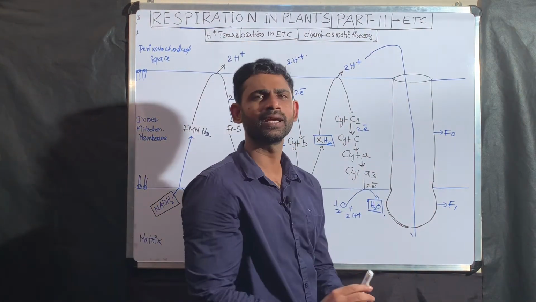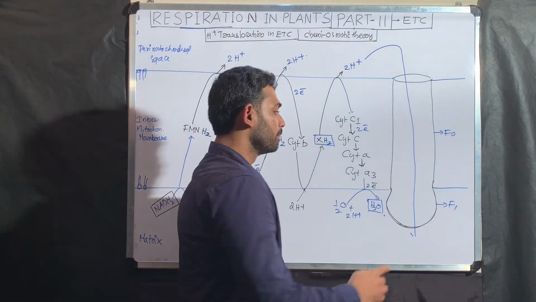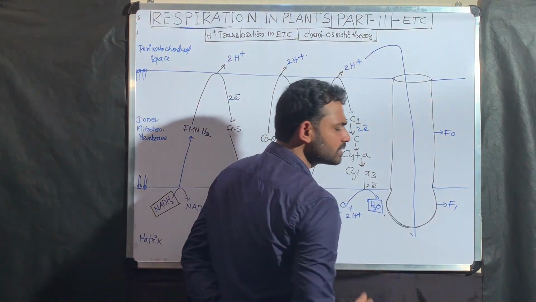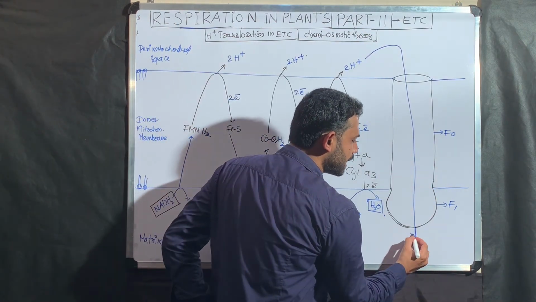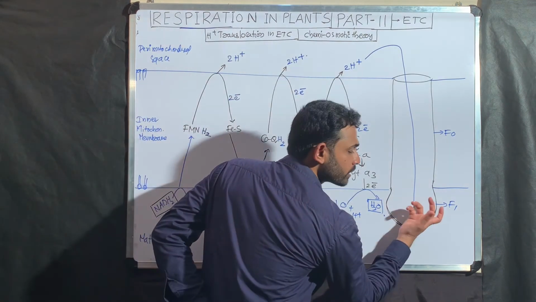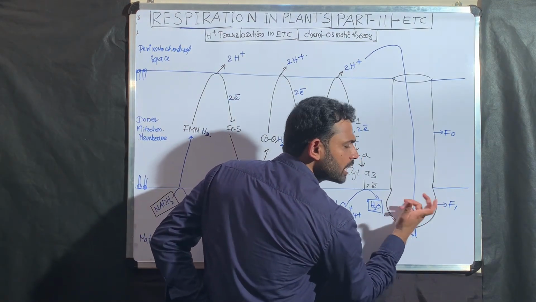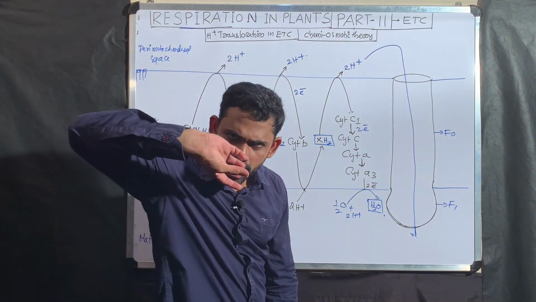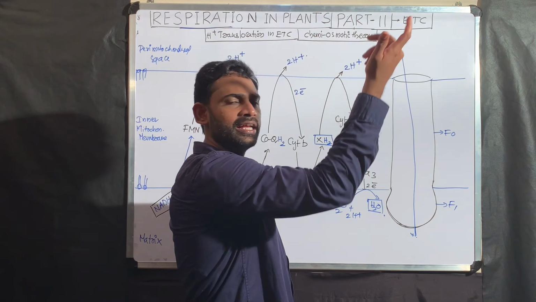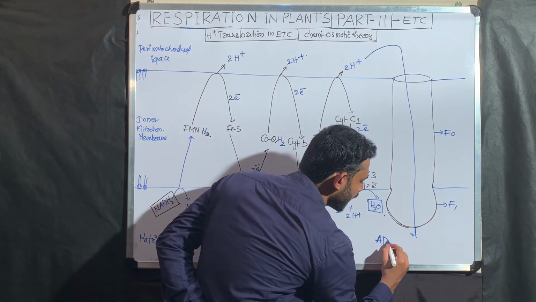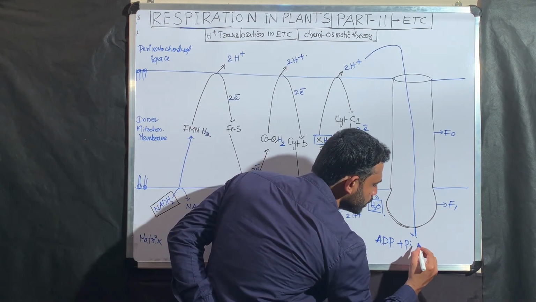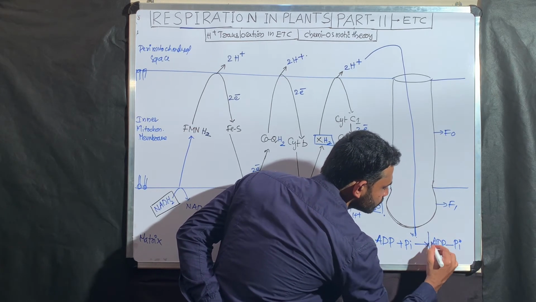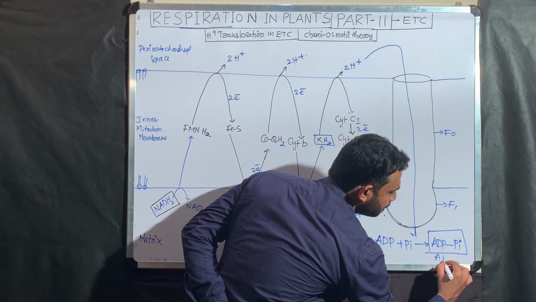This FO particle is just a transmembrane channel, but inside the F1 particle there is a rotor. That means when the protons are passing here, automatically what is happening? This F1 particle will rotate. When the F1 particle rotates, it generates rotational kinetic energy. That rotational kinetic energy is involved in the synthesis of ADP plus Pi together forming ADP with Pi. This we call ATP.